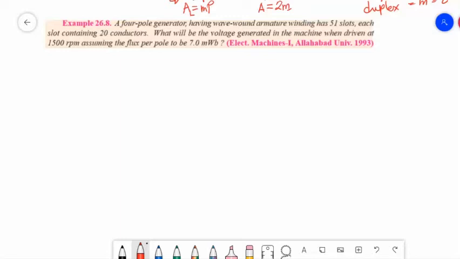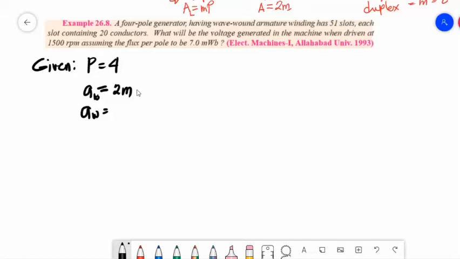First, we will list all the given parameters and then solve. Given: the number of poles is 4, and our parallel path is wave, AW, which is 2M. It did not state whether simplex or duplex, so we will consider it as simplex. So AW will be equal to 2 times 1, which is 2.